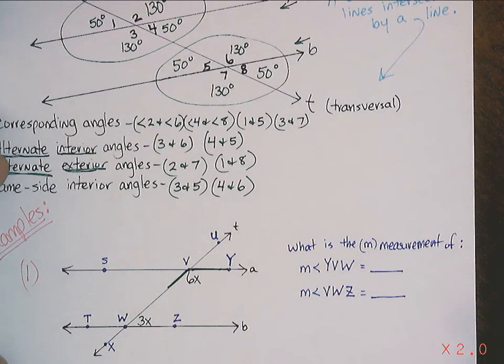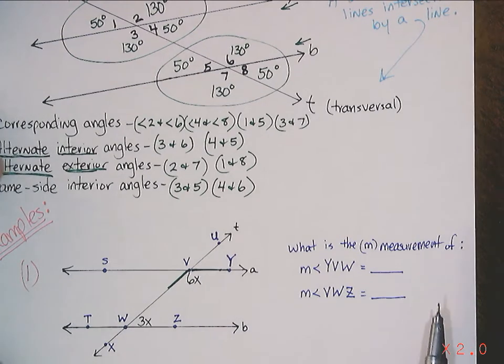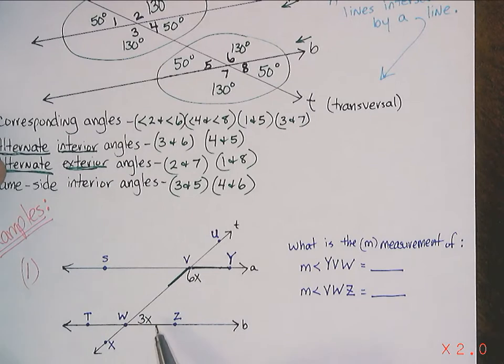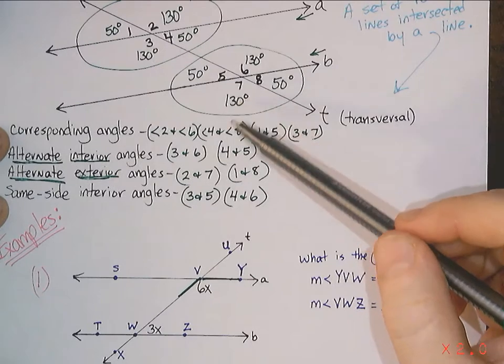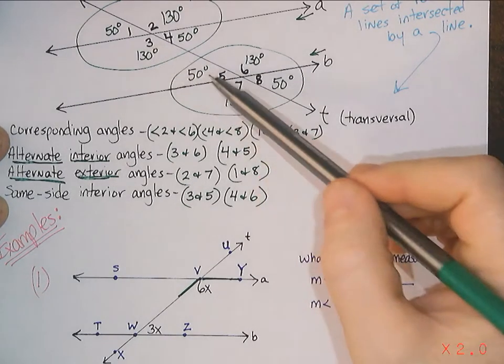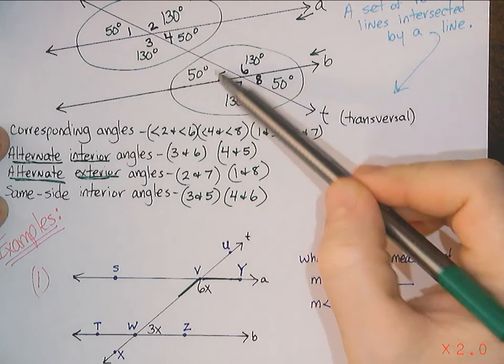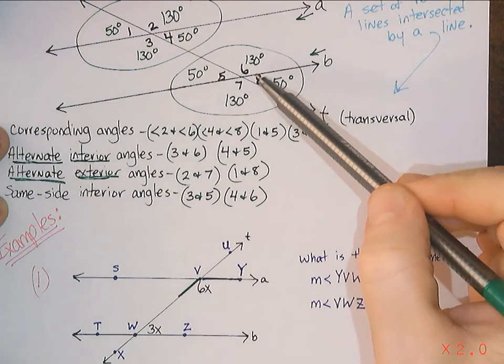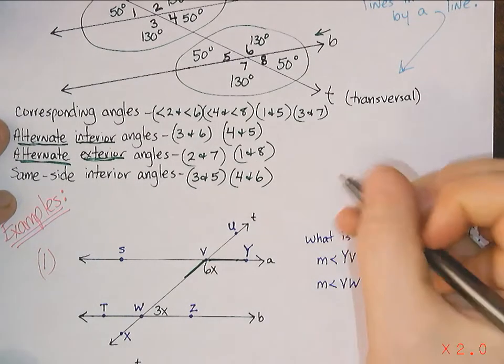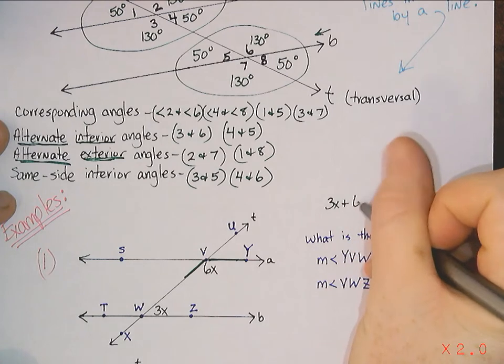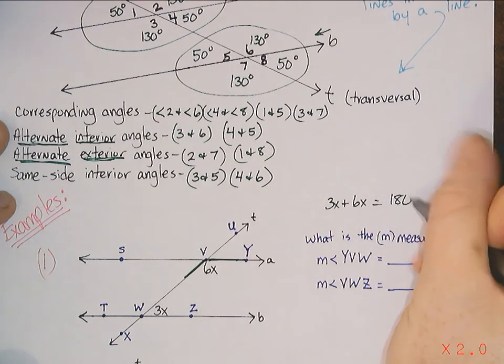Okay. Well, we don't know. We don't even know what x is, let alone what 6x is. So this other angle here, 3x, is going to play a part in helping us determine what that's going to be. Now, if you look earlier here, remember we talked about same side interior angles? Remember we talked about 3 and 5? 3 and 5 combined would equal 180 degrees, correct? 4 and 6 combined would equal 180 degrees. So same concept here. These are same side interior angles. So if we were to add 3x plus 6x, we should get 180 degrees.